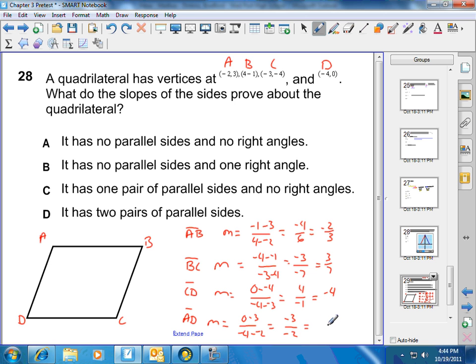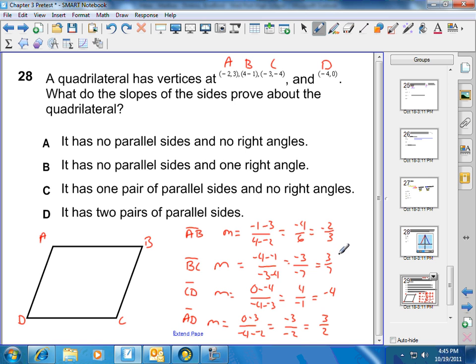Which is a +3/2. So when I compare my slopes, a quadrilateral has these given vertices. What do the slopes of the sides prove about the quadrilateral? We know with slopes that if the slopes are equal, then the lines or the segments are parallel. And if they're opposite reciprocals, or their product is -1, we know that the segments or lines are perpendicular.